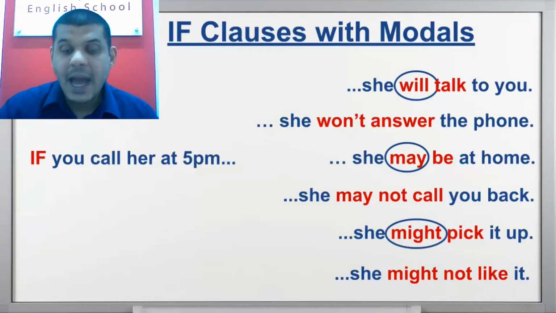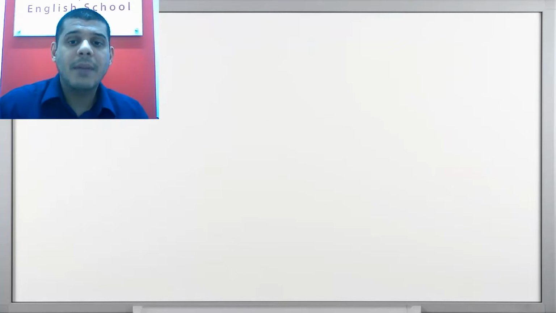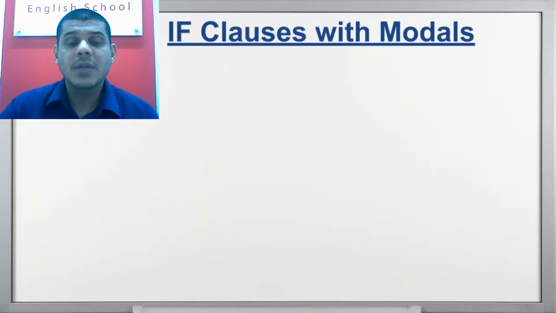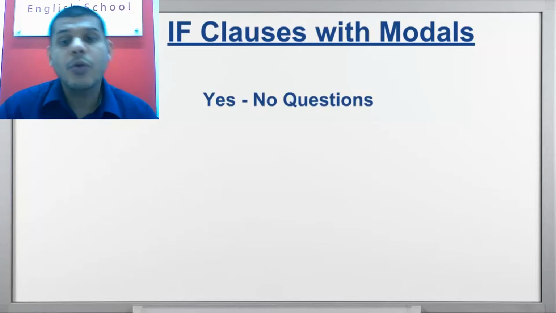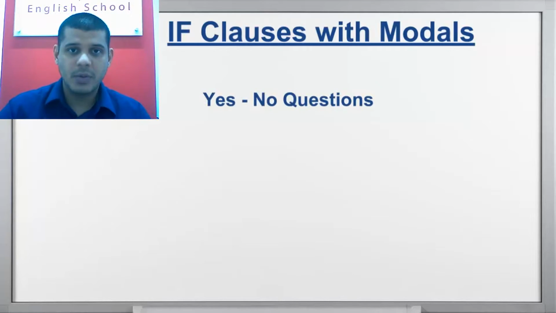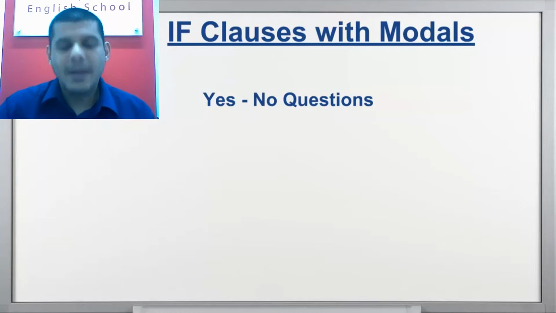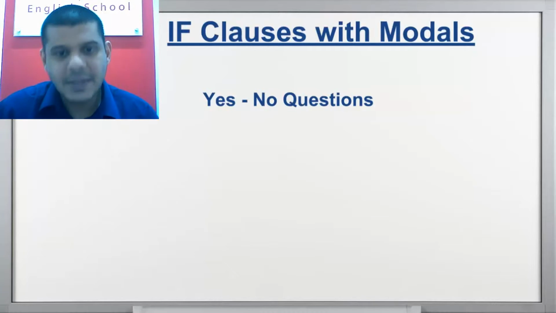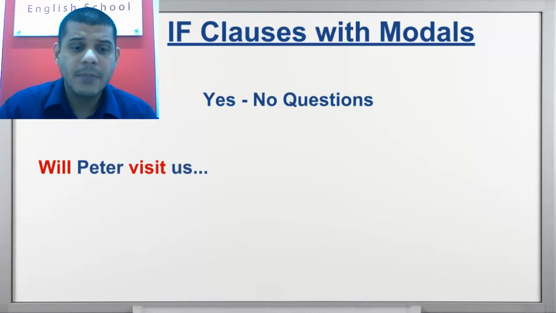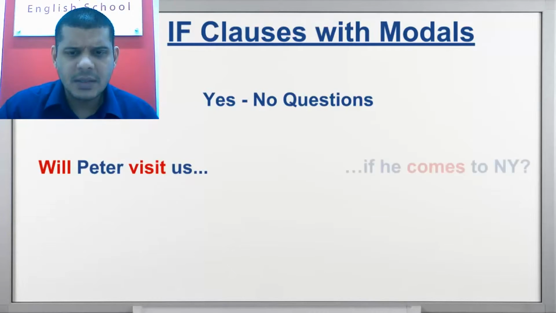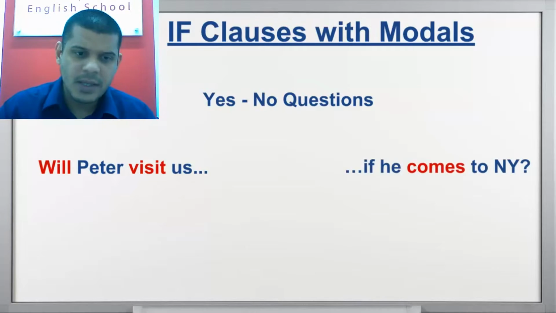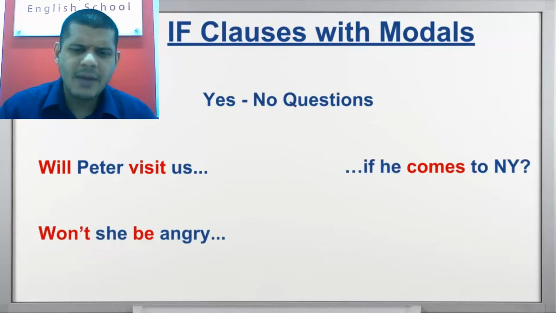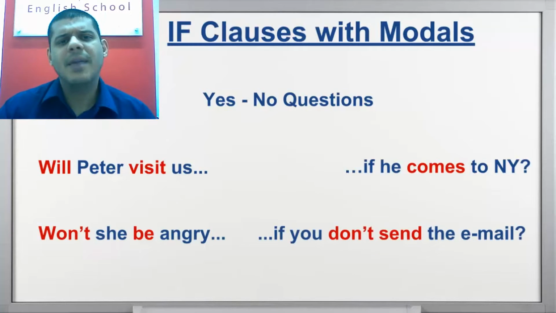So this is it. I'm going to keep talking about if clauses with modals, but now I'm going to be more specific and I'm going to talk about yes or no questions using if clauses with modals, right? So for this case, I'm going to give you some examples too, right? First example we have is, will Peter visit us if he comes to New York, right? Another one is, won't she be angry if you don't send the email?